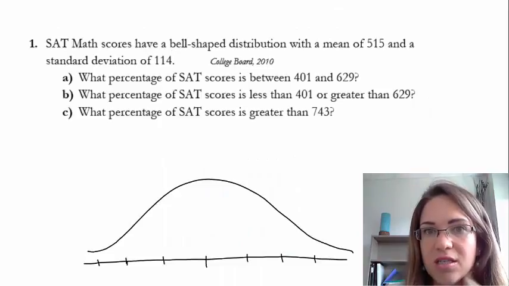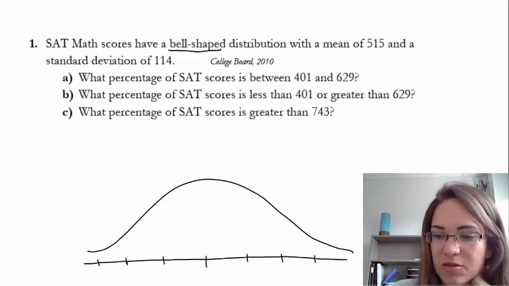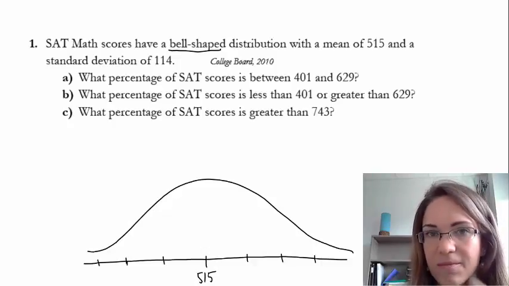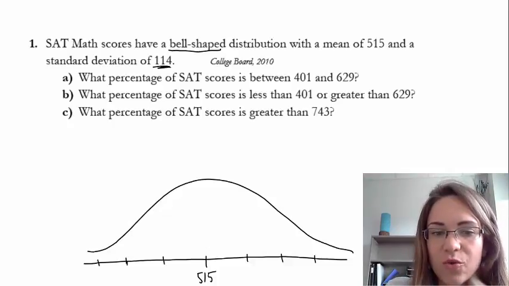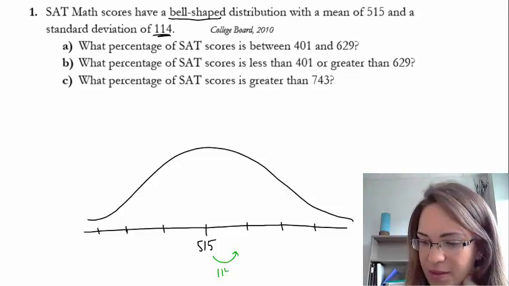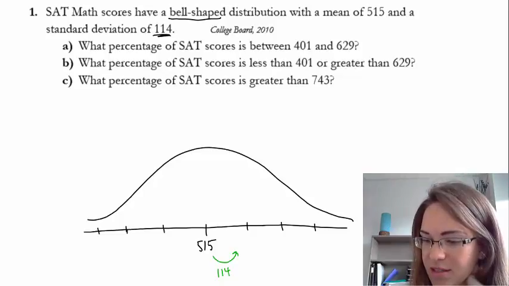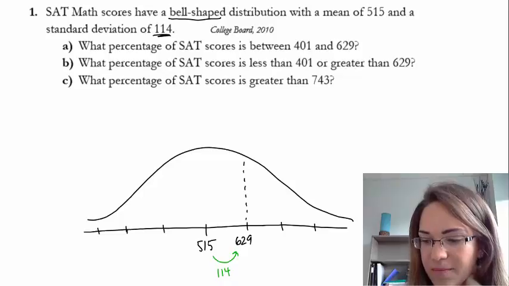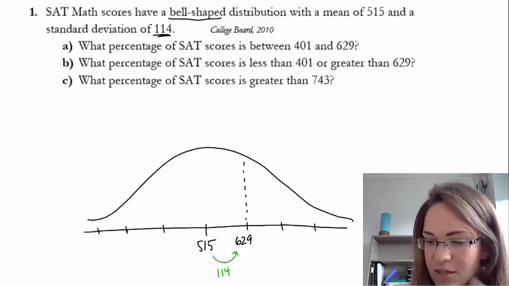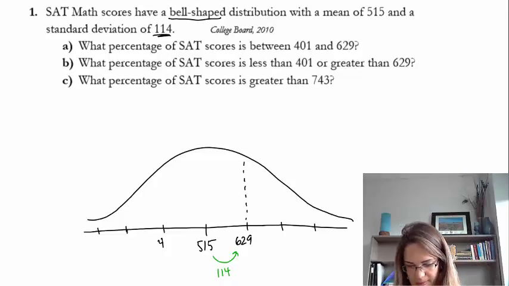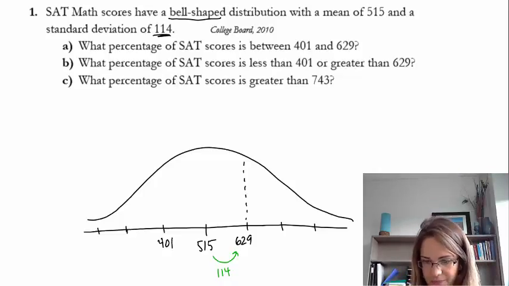We have an SAT distribution. It's bell-shaped, so it looks like a curve like this with a mean of 515. So that mean needs to be in the middle of the curve. The standard deviation is 114. So we can complete the curve by adding 114 to 515 to get 629 for the first standard deviation from the mean. And we can take 114 away to get 401.